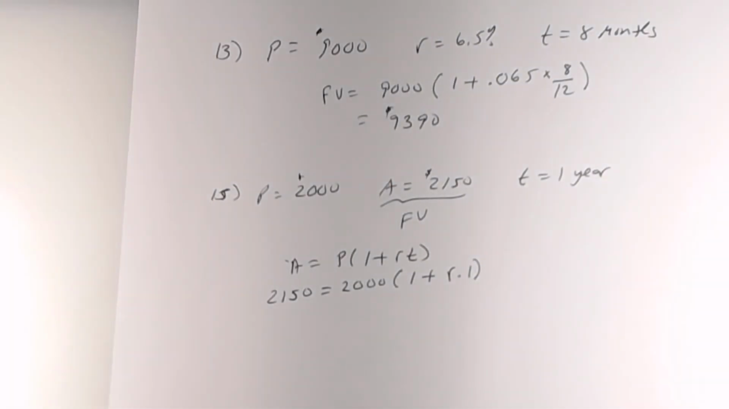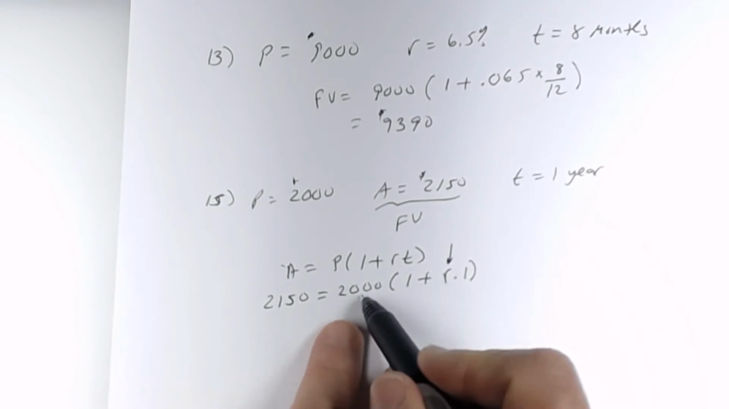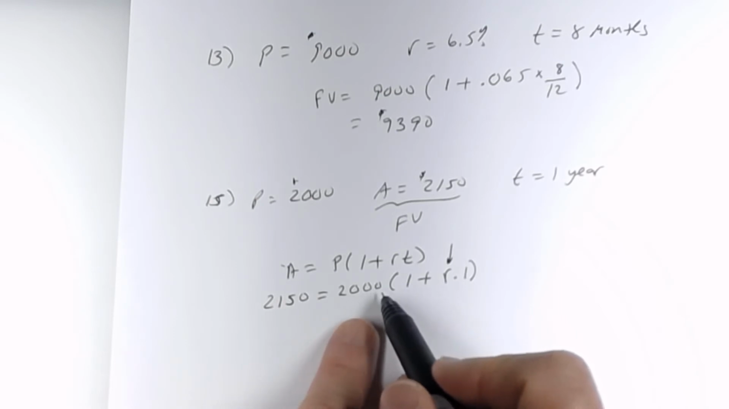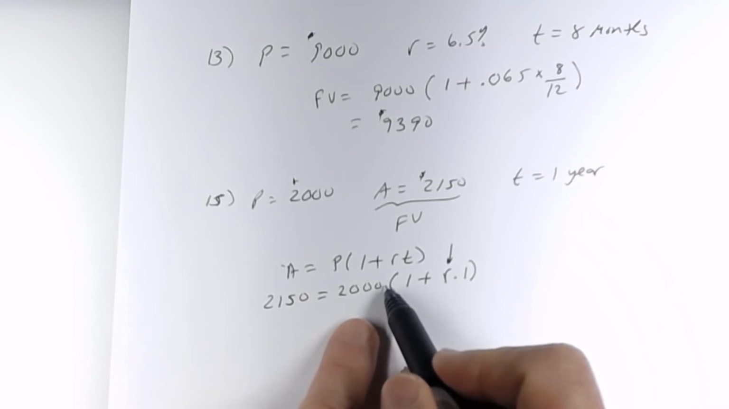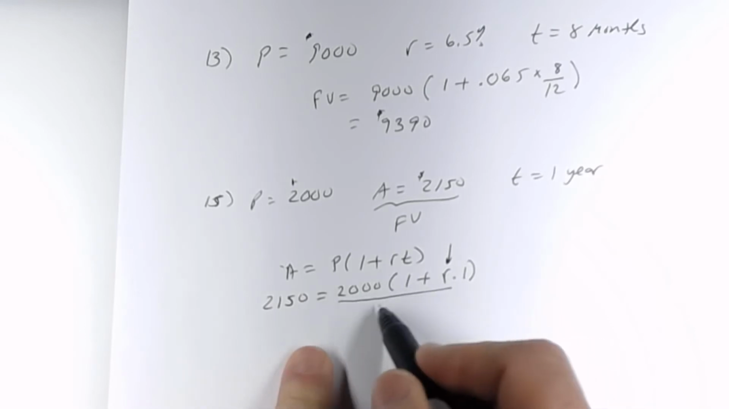Okay, now look at what I have. Now this will become complicated for some of you, but listen carefully. I'm trying to solve for which variable? R. I'm trying to solve for R. So what I need to do first, you see this number in front of this parentheses? I need to get rid of that first. Do y'all agree that this is multiplication? The opposite of multiplication is what? Division. So I'm going to divide both sides by 2,000.